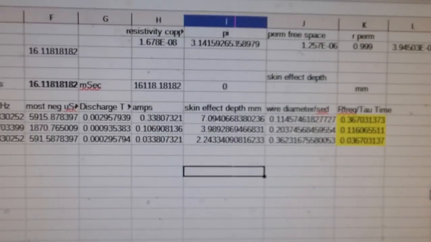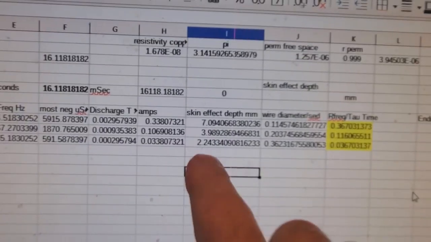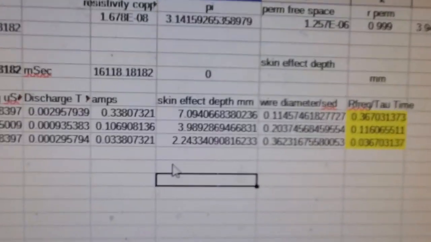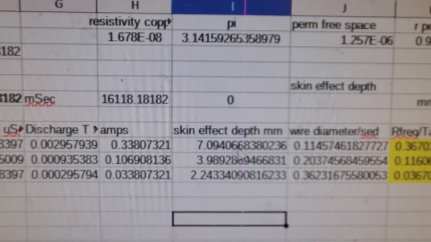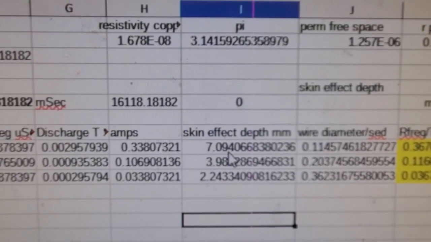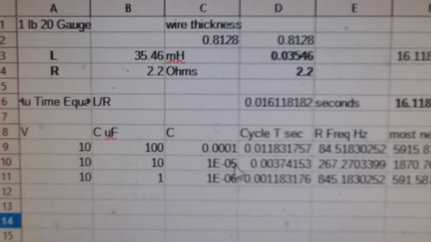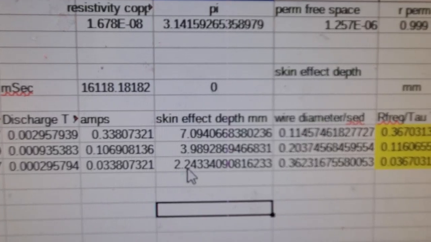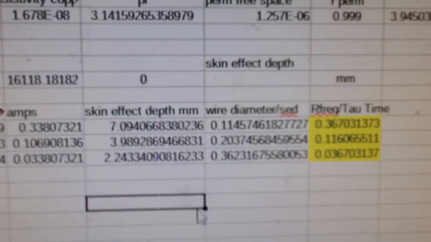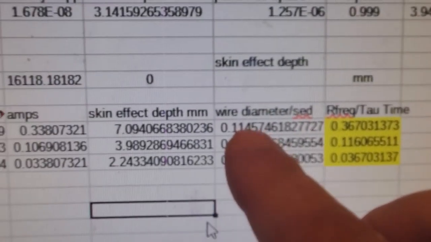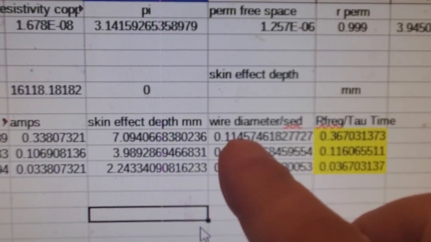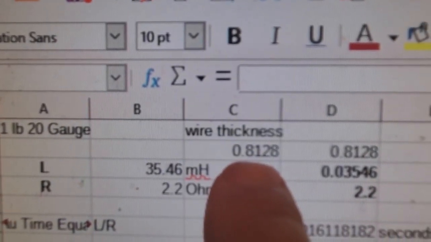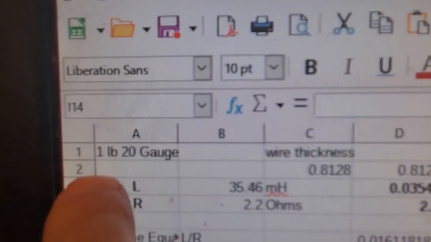So what is that getting at? Well, let's just go through this, and then I'll talk about what it's getting at later. So that's the skin effect depth. It's 7 millimeters. And then when you go faster with the 10 UF cap, it's down to 4 millimeters, and then down to 2.24 millimeters with the 1 UF cap. Your wire diameter, however, with this, it's 14 gauge. That's an error.